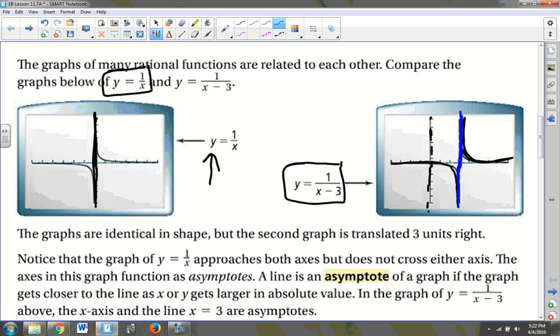And what I also want you to realize is, if we talk about the excluded value of this function, we take the denominator and say x minus 3 cannot be equal to 0. That means x cannot be equal to 3. So notice that this value corresponds to the vertical line that function is not allowed to cross. All this means is that by doing 1 over x minus 3 instead of 1 over x, we've shifted that entire graph to the right 3 units.